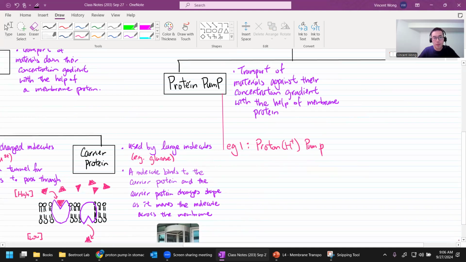Does anybody know which part of your body has acid? Which organ contains acid? The stomach, that's right. Thank you, Angela. So the stomach has acid, and what makes the acid acidic is basically H plus. Okay, so here I'll draw a stomach for you. Okay, so that's what a stomach looks like.